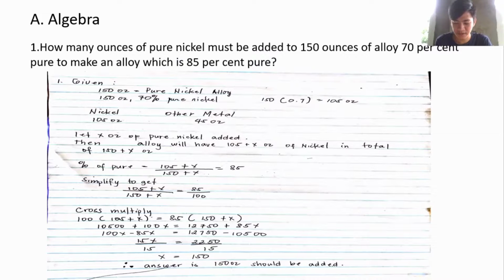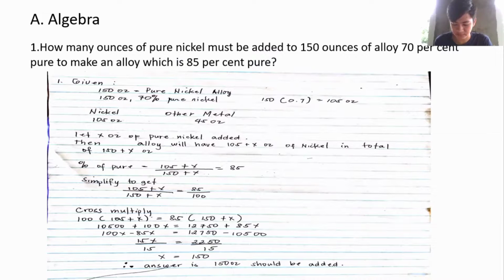Let X ounces of pure nickel be added. Then the alloy will have 105 plus X ounces of nickel, in a total of 150 plus X ounces. Percent of pure equals (105 plus X) over (150 plus X) equals 85. Simplify: (105 plus X) over (150 plus X) equals 85 over 100. Cross multiply: 100 times (105 plus X) equals 85 times (150 plus X).